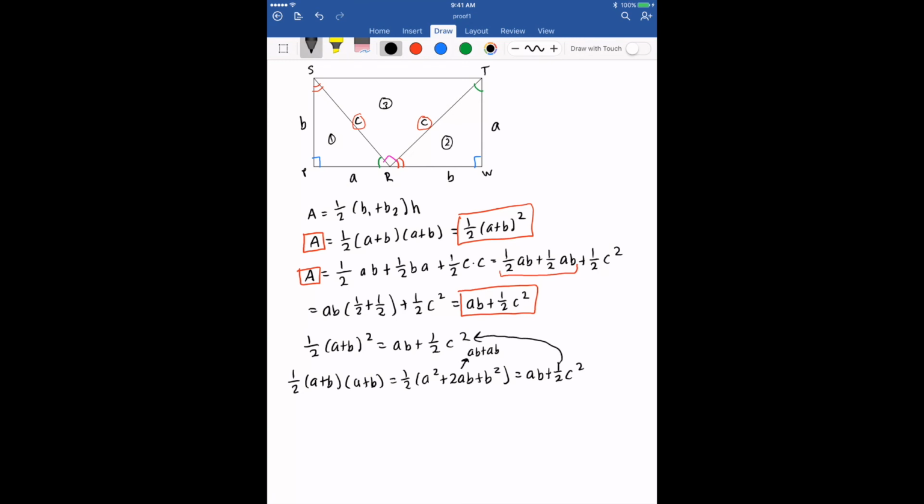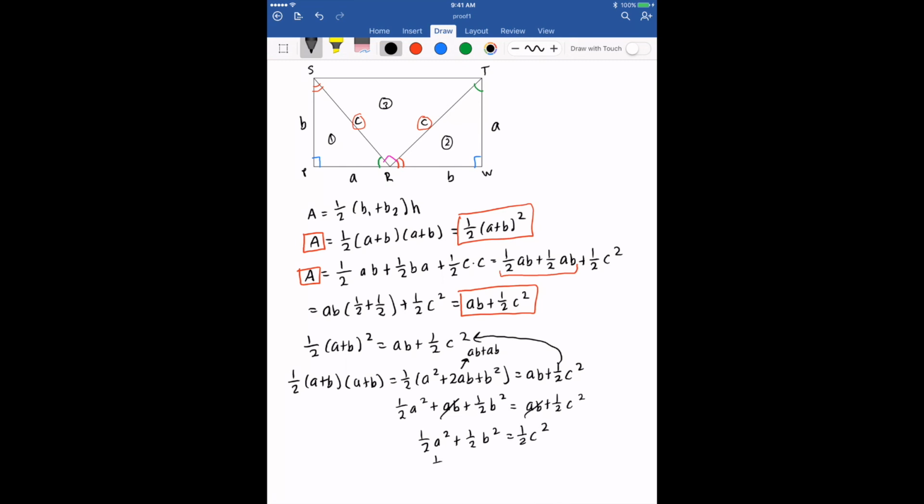So we have this, and we know that that is equal to ab plus 1/2 c squared from this previous equation. So I'm going to go ahead and distribute the 1/2. So I have 1/2 a squared plus 1/2 times 2 is just 1, so this becomes just ab, plus 1/2 b squared, is equal to ab plus 1/2 c squared. Now I notice that ab is common between both sides, so I can cancel those out, and I get 1/2 a squared plus 1/2 b squared equals 1/2 c squared.